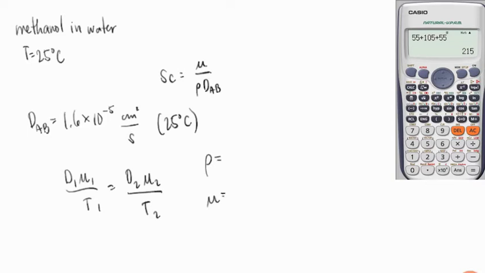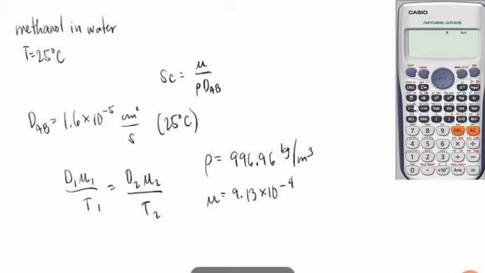Next part, we also have to evaluate the density and viscosity for the system. Now, in this case, since methanol is your solute and water is your solvent, you have to evaluate the density and viscosity of water at 25 degrees Celsius. So you can do that with our previous tables. For the density of water, that is 996.96 kilograms per cubic meter, while for the viscosity, that is 9.13 times 10 raised to negative 4.